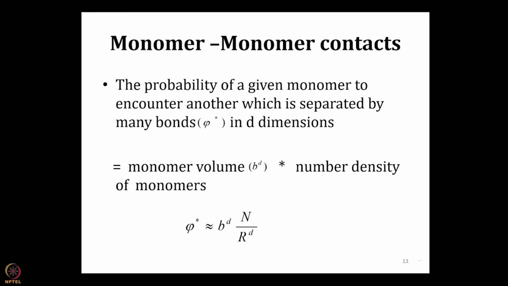In order to interact, the two molecules should be in a small volume element. And what is the probability of them being in the volume element? If they are independent of each other, then one monomer being there is the concentration or density, and the second monomer is also the concentration. So it should be the product of the two. That's why concentration is so important, which is shown here as N by RT, which is the concentration.